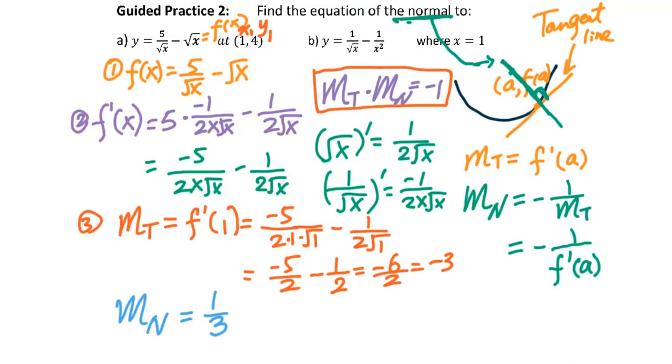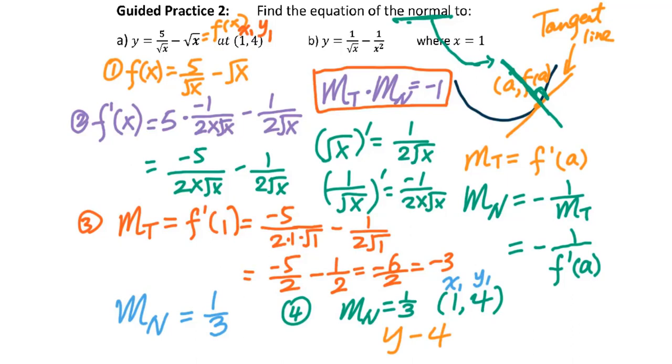And for the fourth step, we already know the slope is 1 over 3. Then your x1, y1 is 1, 4. That's your x1, y1. So we can write down the equation like this. Y minus 4 equals 1 over 3 times x minus 1. This will be the equation of a normal line at x equals 1.